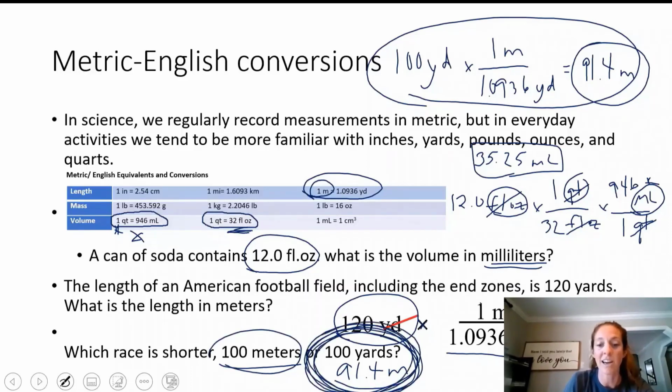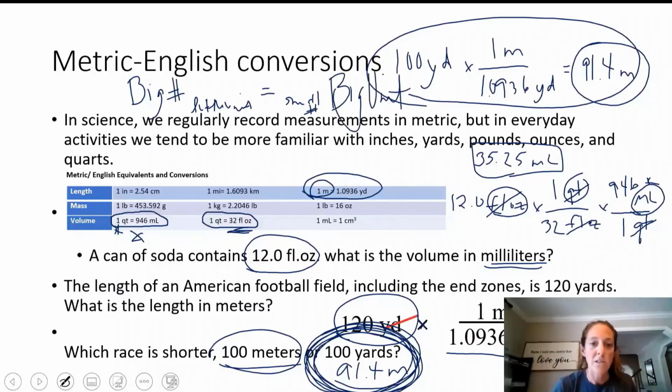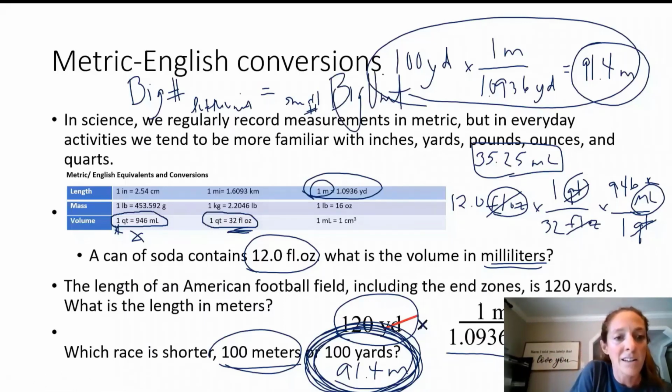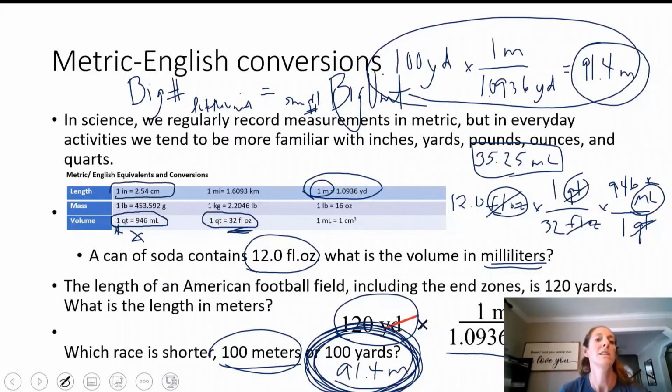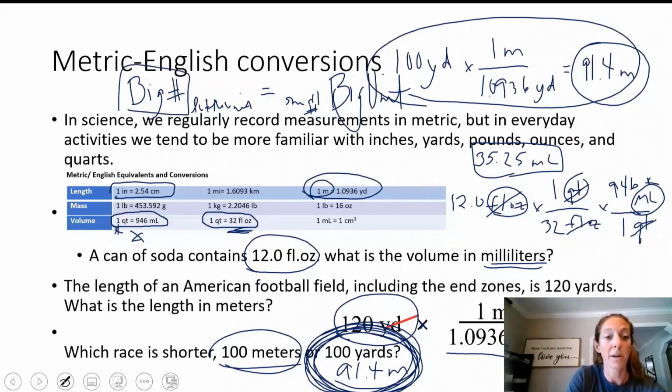So 100-yard dash is the shorter rate. Now going back to that big number, it was a little unit and a small number with a big unit. So let's look at that and look at my inches and centimeters as an example. If I said, which unit is bigger, inches or centimeters? We can look at, well, which one is my bigger number? Is 1 bigger or is 2.54 bigger?